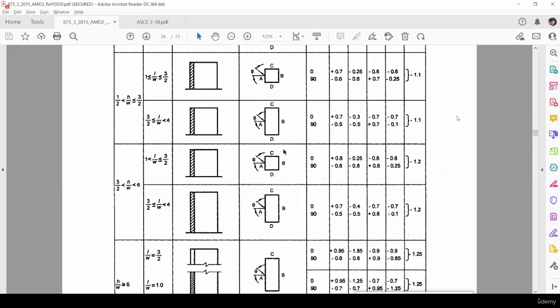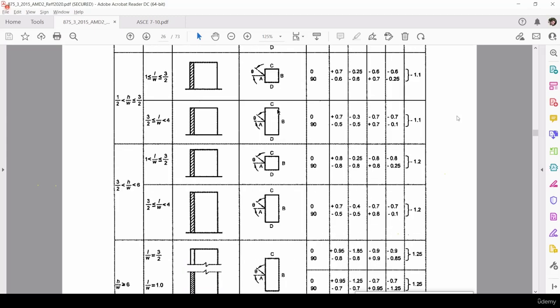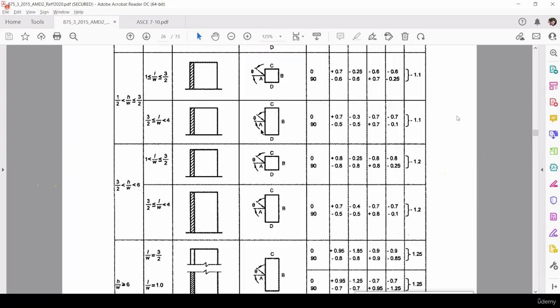If you see the bottom note here, H is the height to the eaves. That's why I'm always taking the height only. He has mentioned clearly, and L is the greater horizontal dimension of a building and W is the lesser horizontal dimension of a building. Right? This thing only you are asking? No, I'm asking that the building in the plan is shown vertically. If we rotate the A, B, C at 90 degrees, how do we decide that this side is our A side? That is what he is asking.